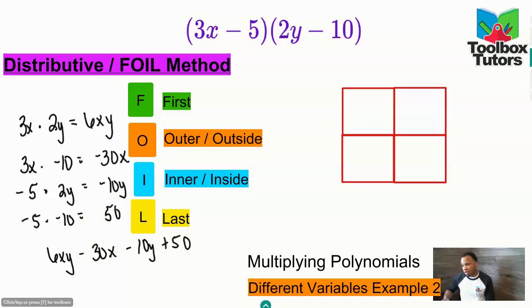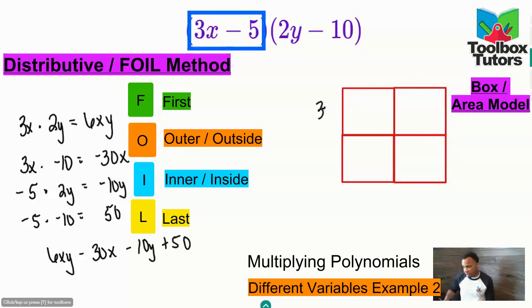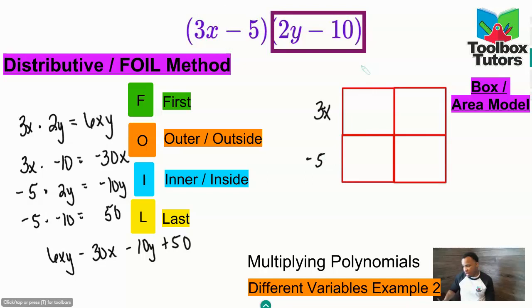Next, we'll be completing the same problem using the area or box method just to give you options and also show you that there's more than one way to complete the same problem. So from here, we're going to take 3x, put that right here on the left side, and negative 5, put that under there. And then we have 2y minus 10 across the top.